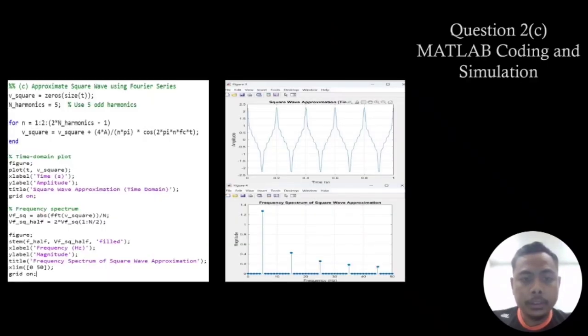Based on the MATLAB coding that we designed, the resulting waveform looks like a square-like waveform, which becomes more accurate as more harmonics are added. And based on the frequency spectrum of the square wave approximation, we observe that there are multiple spikes at these harmonic frequencies.